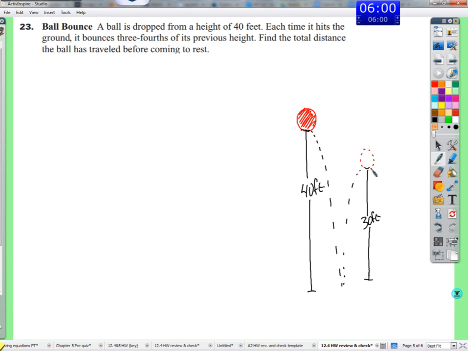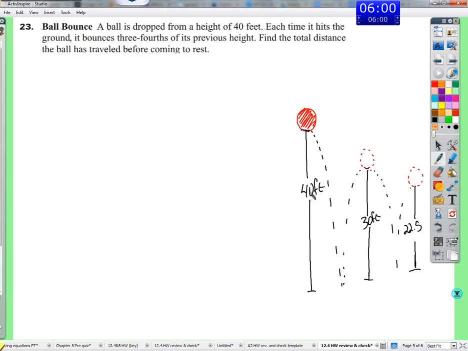That would be awesome. But we'll just take it to be an infinite number of bounces. Okay? It just keeps coming up. Every time it bounces up, it's 3/4 of what it was before. So it comes down and it bounces up to 3/4 of 30. So how high is that? It's 22.5 feet. 30 times 3/4 is 22.5. And it keeps getting lower and lower, 3/4 of what it was before.